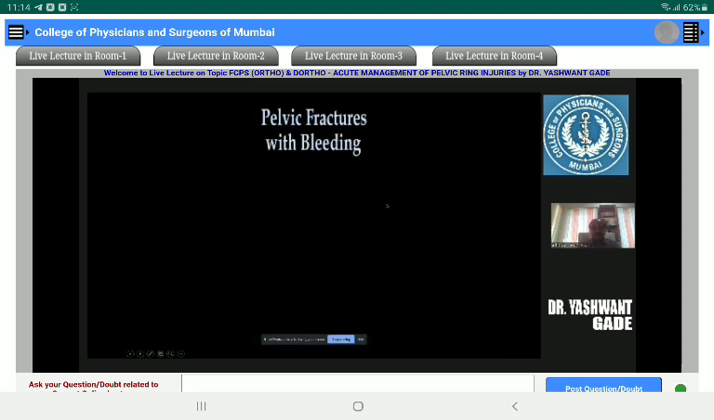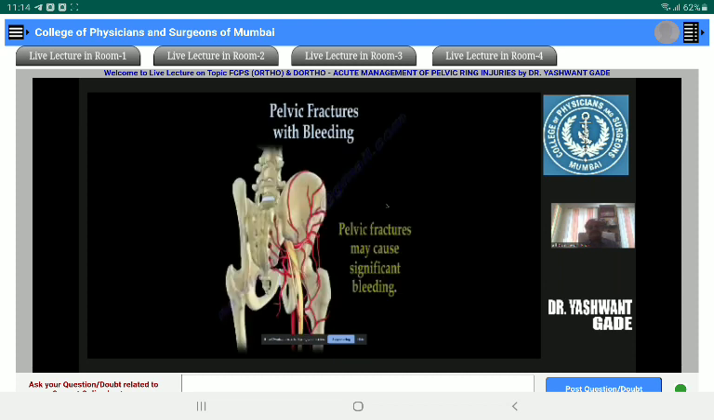Now let me speak about pelvic fracture with bleeding. This is a very important aspect of the pelvic fracture. We can see that the pelvis is well supplied by these arteries which are coming from the sacral foramen, and there is a very important artery, the superior gluteal artery, which is close to the sciatic nerve in the superior gluteal foramen.